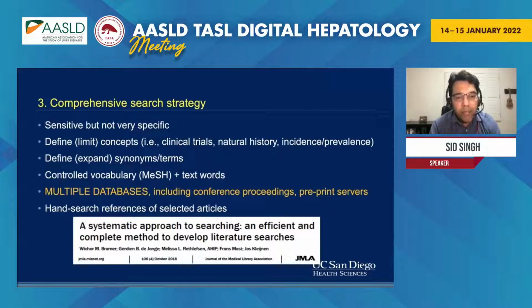This frequently involves combining MeSH terms as well as text words, and you always need to search multiple different databases, including conference proceedings and now more recently preprint servers. This has become increasingly common with the recent COVID-19 pandemic, where a lot of studies are frequently published in preprint servers before undergoing peer review. Make sure you hand search references of selected articles.